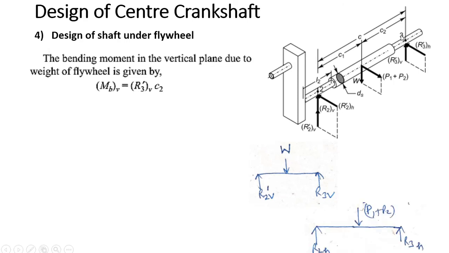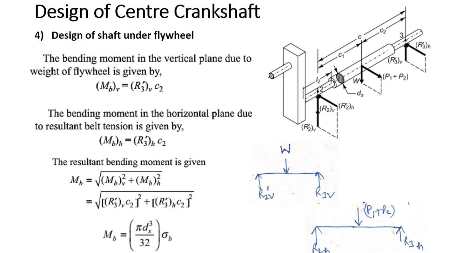Secondly, when I talk about the horizontal plane, we have the forces P1 and P2, and the horizontal components are R2 dash H and R3 dash H. Again, the bending moment due to the horizontal plane will be MBH, and the resultant will be the square root of the sum of the squares of the two. This is the vertical component of moment, this is the horizontal component of moment. Square and sum them, and you will get the resultant bending moment, and that will give you the bending stress. You will check whether it is allowable or not, otherwise the shaft is not safe under working condition.